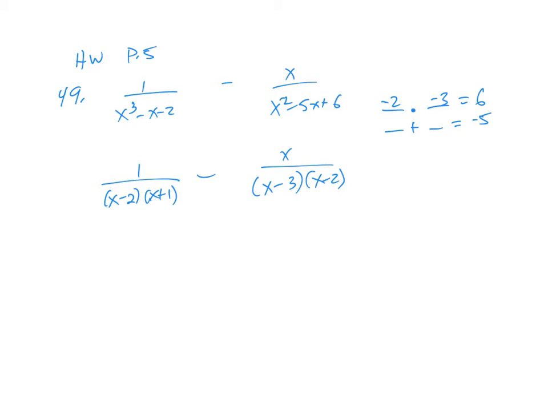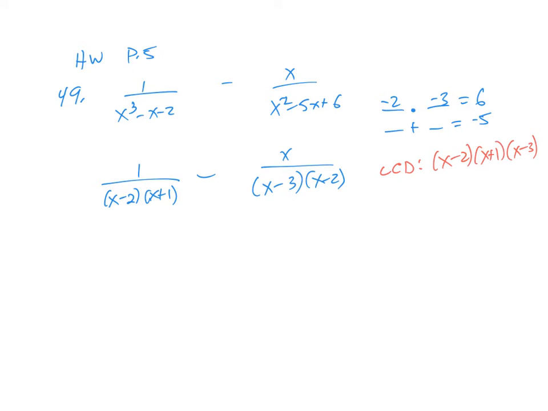And now we need a common denominator. So the least common denominator is going to be the product of the quantity x minus 2 times x plus 1 times x minus 3. No, we do not need x minus 2 twice. We just need it once because it only occurs once in each of the denominators.